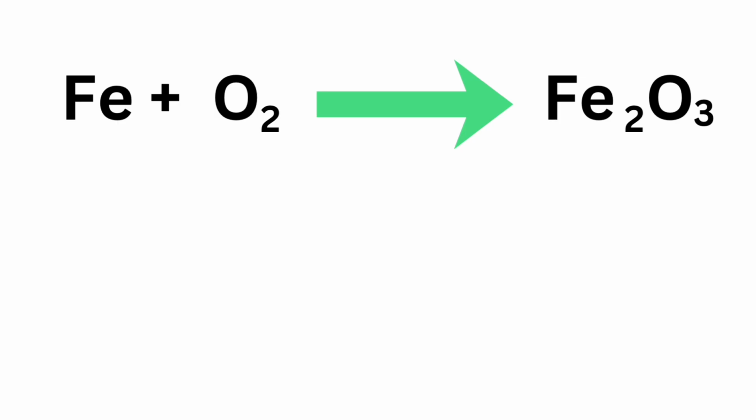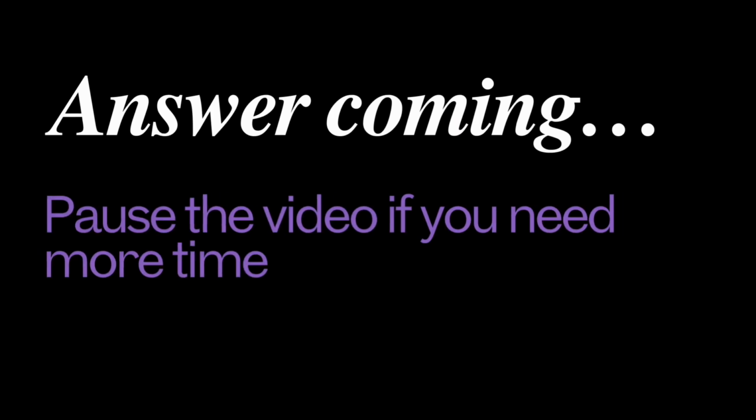Okay, so time for our second example. Fe plus O2 produces Fe2O3. Have a look at this and have a go at trying to balance it. I'm about to show you the answer, so pause the video now if you want more time.